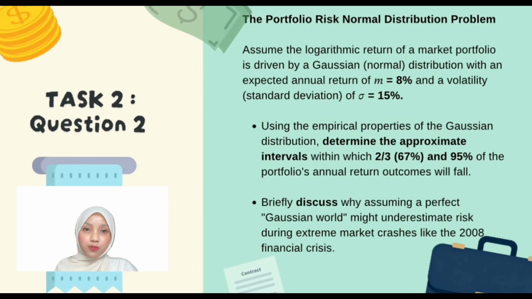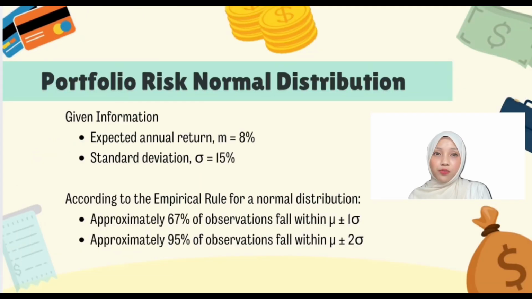Hi, Assalamualaikum. My name is Nur Amalina binti Muhammad Swaini. My matric number is S81818 and I will explain the second problem, which is the portfolio risk normal distribution problem. For this portfolio, the expected annual return or mean is 8%, while the standard deviation is 15%.